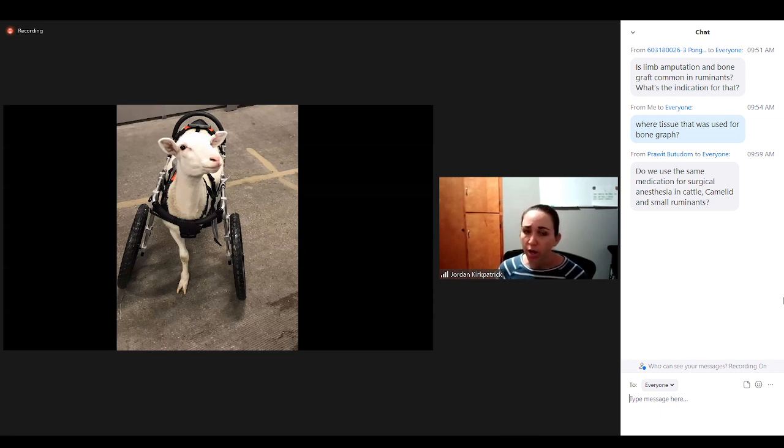So she did really well with her amputation. And because it was a rescue group, they put a lot of money into her to make sure she got the best treatment possible and was as comfortable as possible. So, like I said, she takes great pictures. She loves having her picture taken.